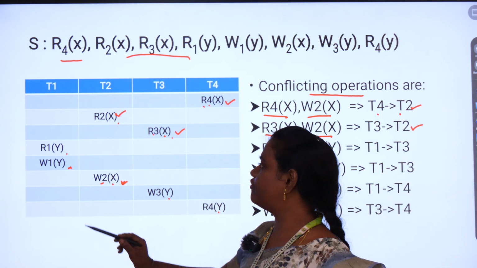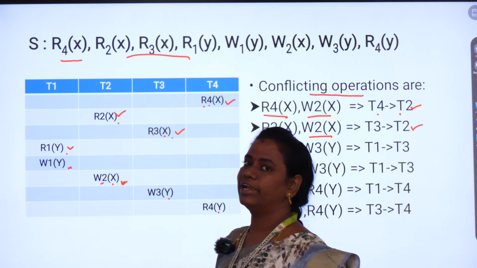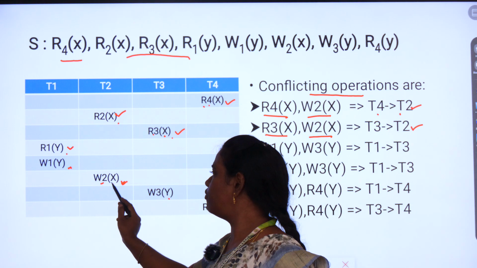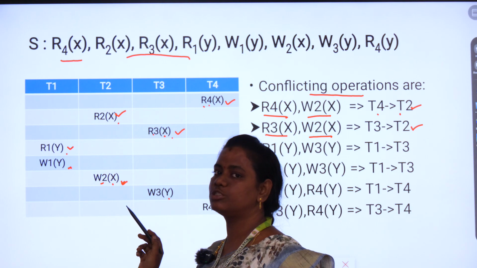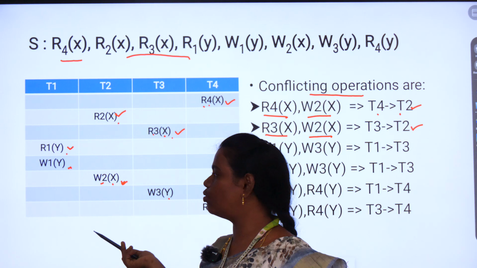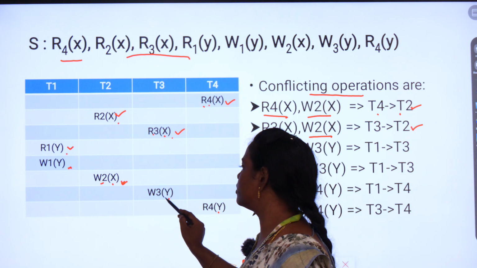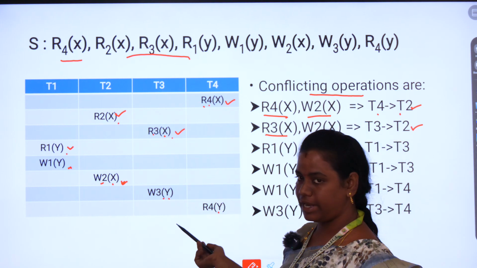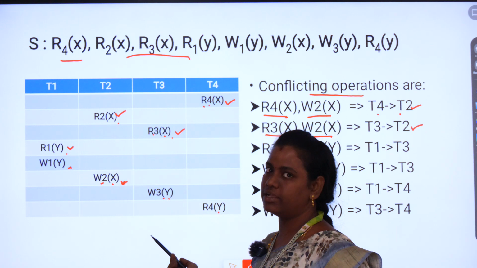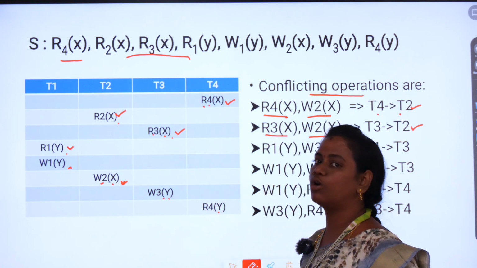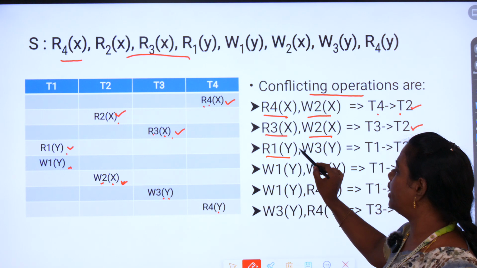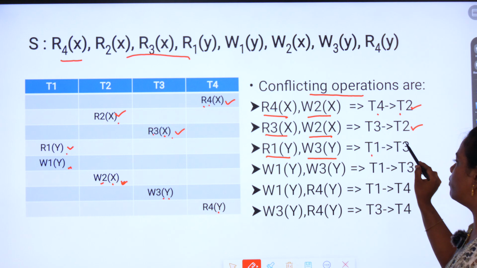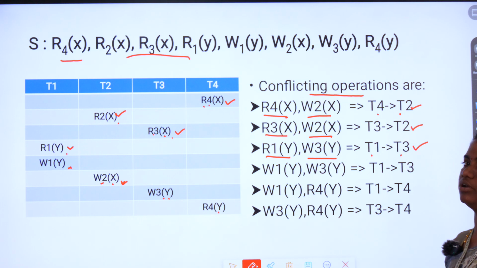So next we'll check for R1 of y. R1 of y I am going to compare with the next one, that is W2 of x. Here both are performing operations on different data items, so there is no conflict. And the next, R1 of y is compared with W3 of y. Both are performing operations on the same data, one is read, another is write, definitely there is a conflict. So the next conflicting operation is R1 of y and W3 of y. So after completing transaction 1, then only transaction 3 will be executed.